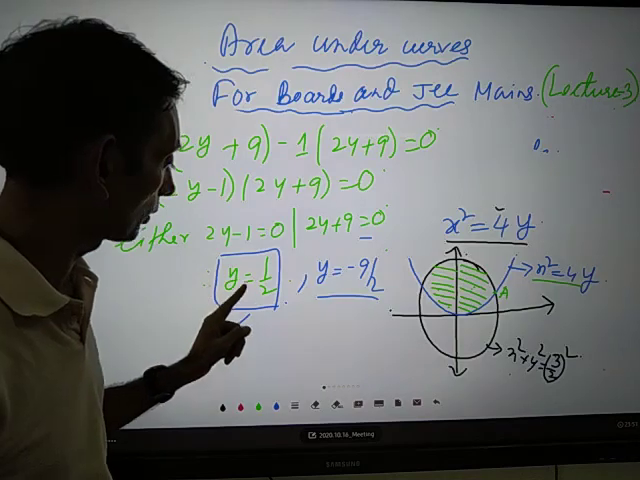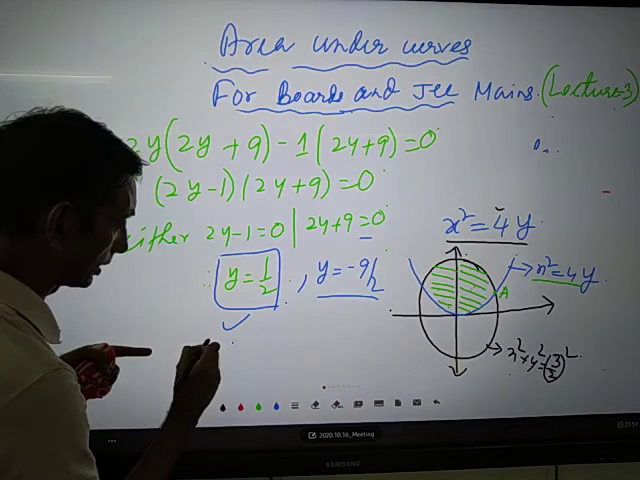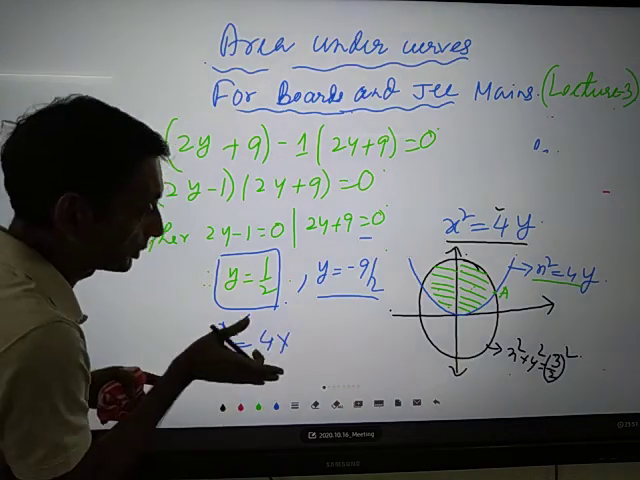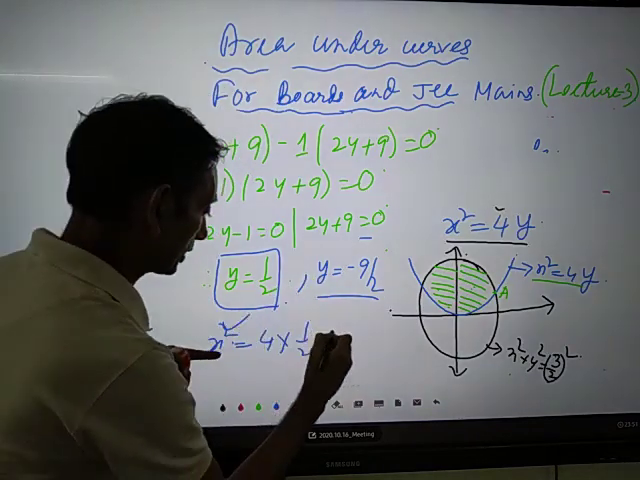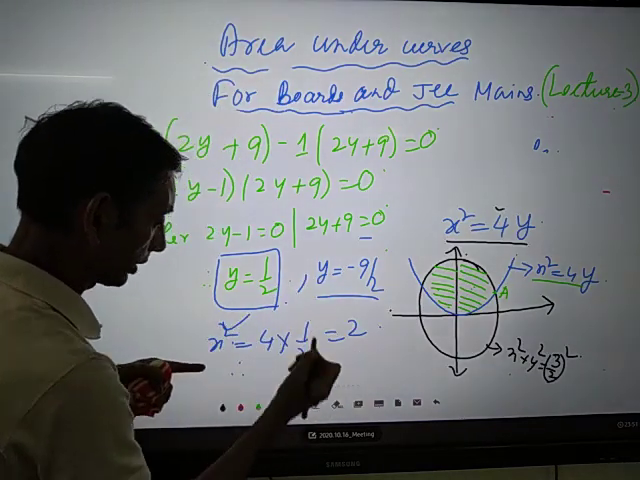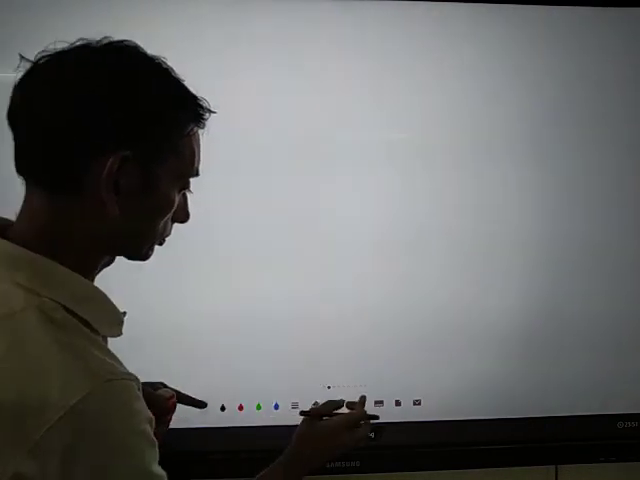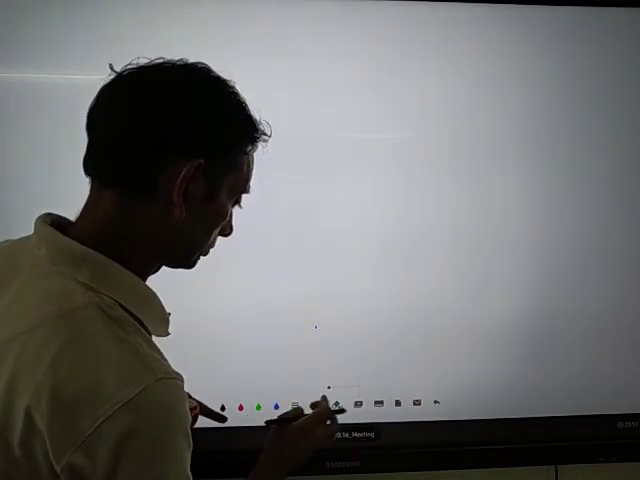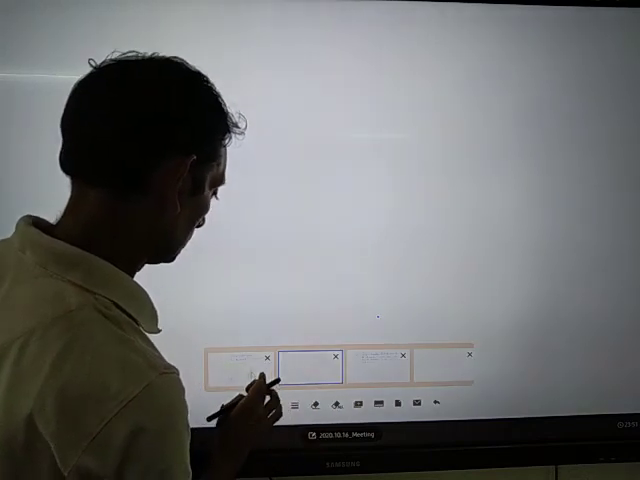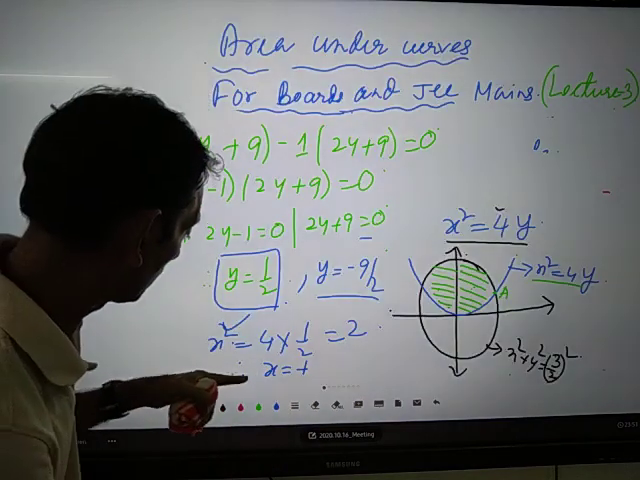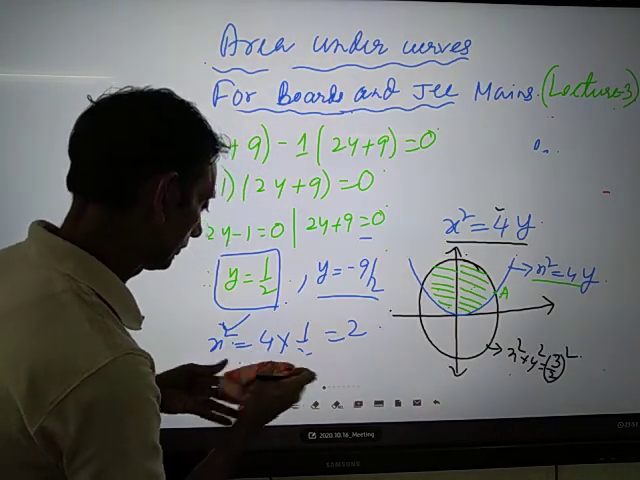And in case y equal to half, let's find out what is the value of x, because we need the x coordinate. x square equal to 4y, we'll just substitute the value of y equal to half. So if we substitute half, we'll just get 2. Therefore, x square equal to 2, it gives us x is equal to plus minus root 2. I'll just write this one some other place here.